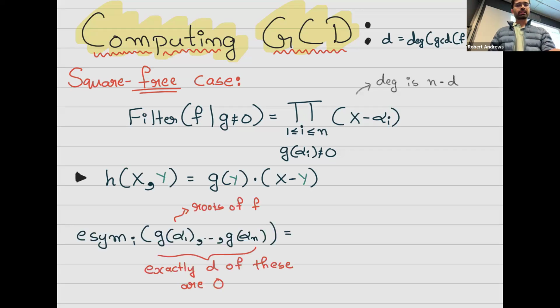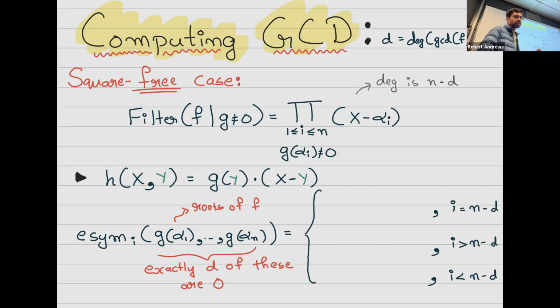And notice this fact. This polynomial which you saw earlier comes back. So what does this ESym i of g of alpha 1 up to g of alpha n do? We'll notice that this acts like some sort of thresholding function. What does that mean? If i is greater than n minus d, since exactly d of these are 0, if I take any set of size i greater than n minus d, I will take a g of alpha which is 0. That's why it's always 0.